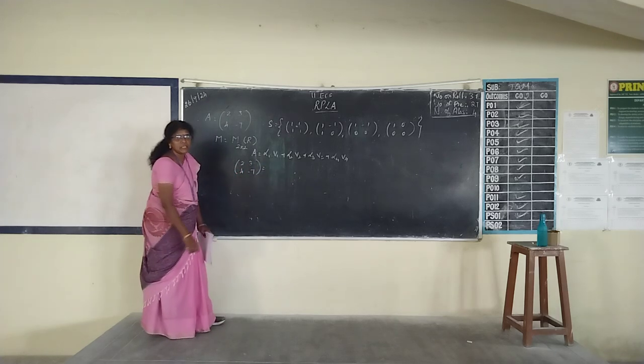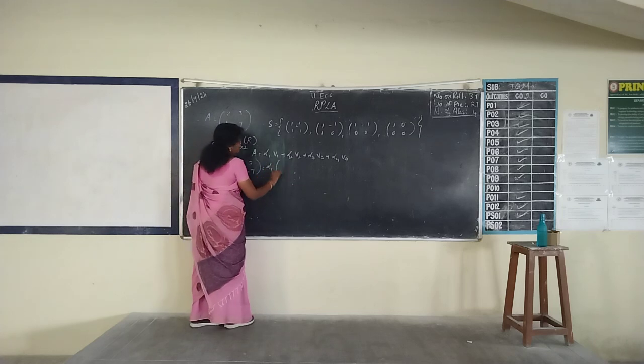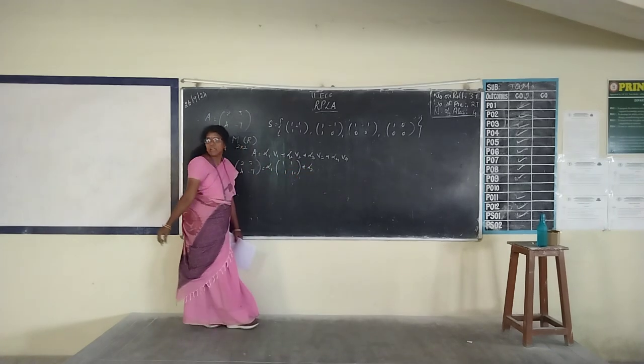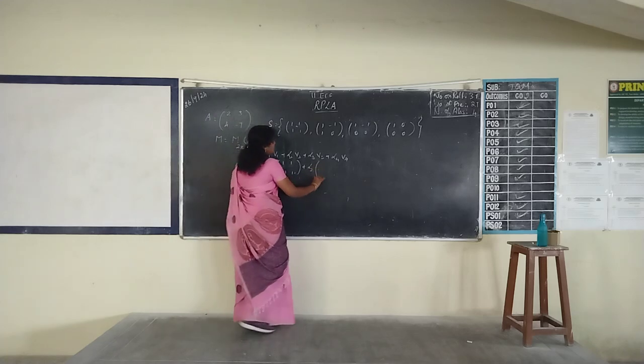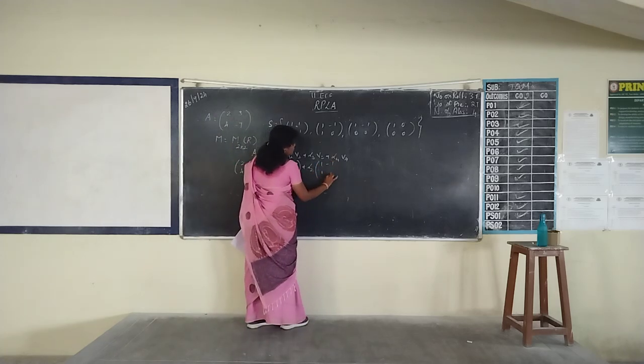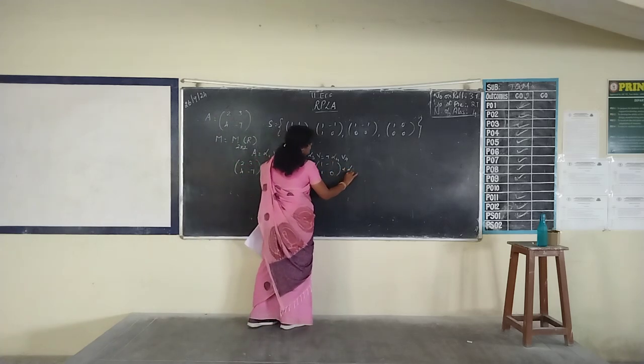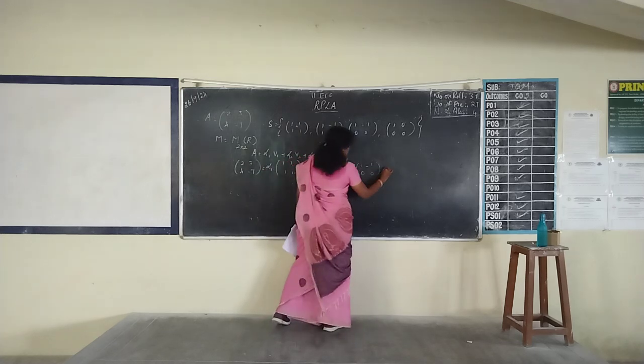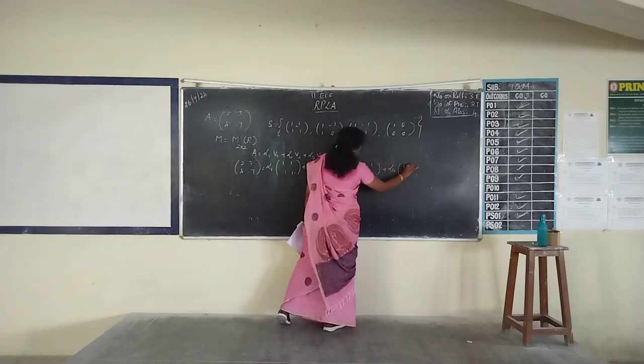Replace the elements in the basis. Alpha 1 into 1, 1, 1, 1. Plus alpha 2 into the second matrix 1, minus 1, 1, 0. Plus alpha 3 into 1, minus 1, 0, 0. Plus alpha 4 into 1, 0, 0, 0.